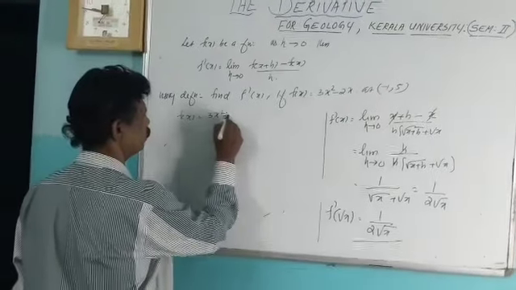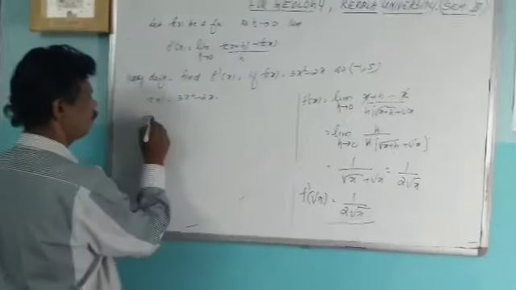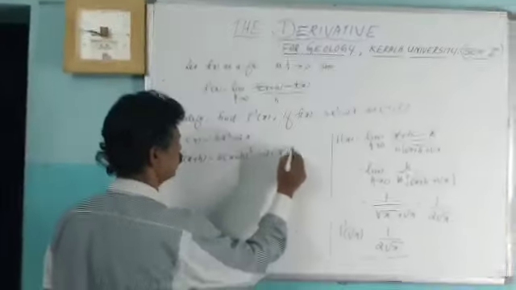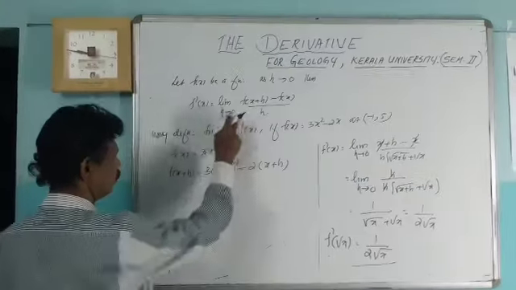3x square minus 2x. f of x plus h equals 3 into x plus h the whole square minus 2 into x plus h. Put this value in this formula.